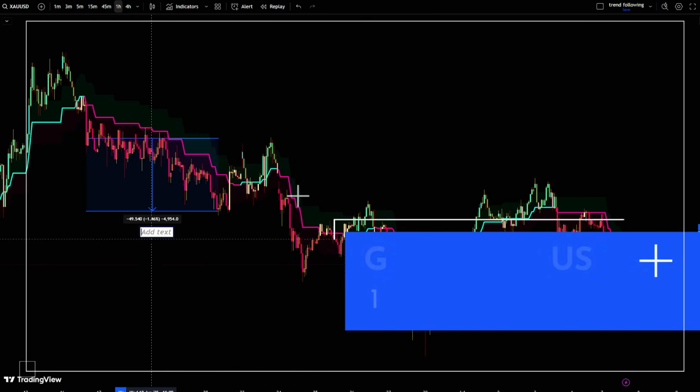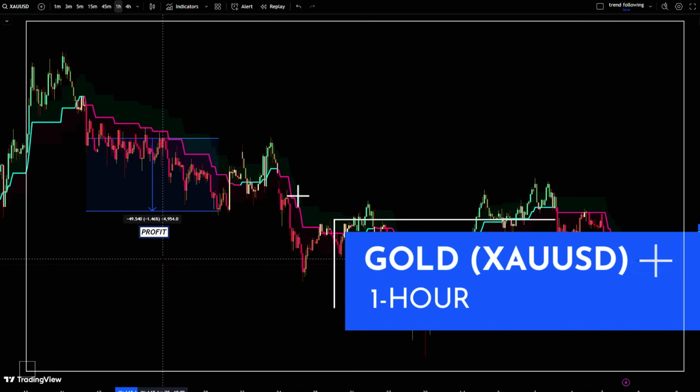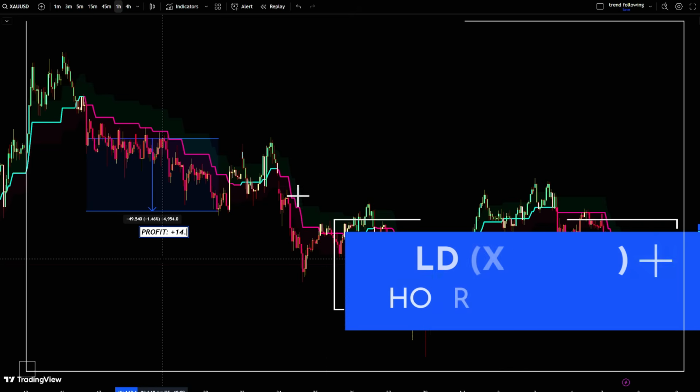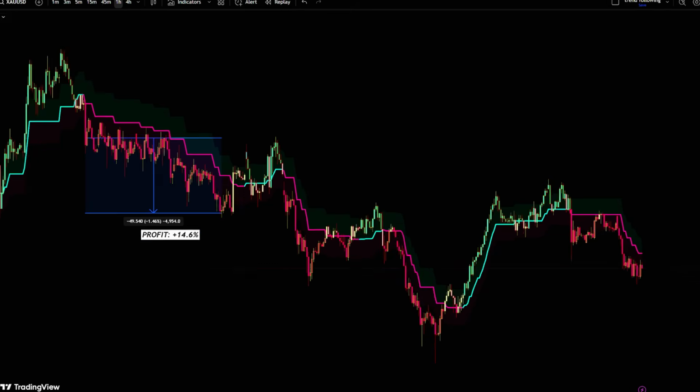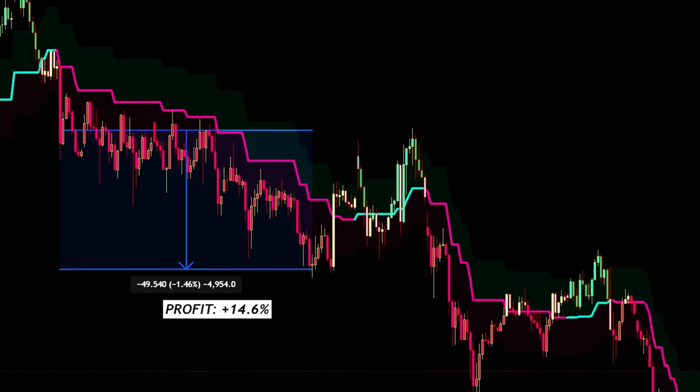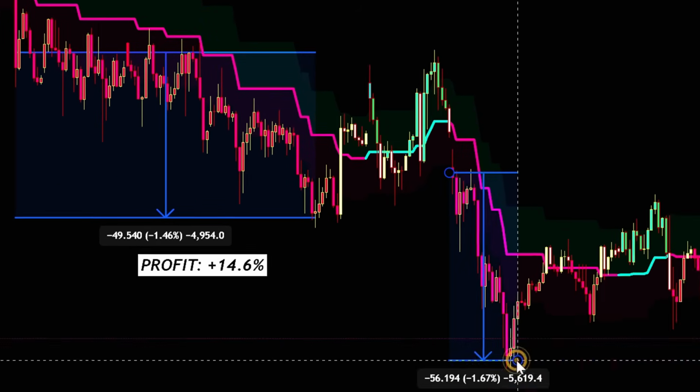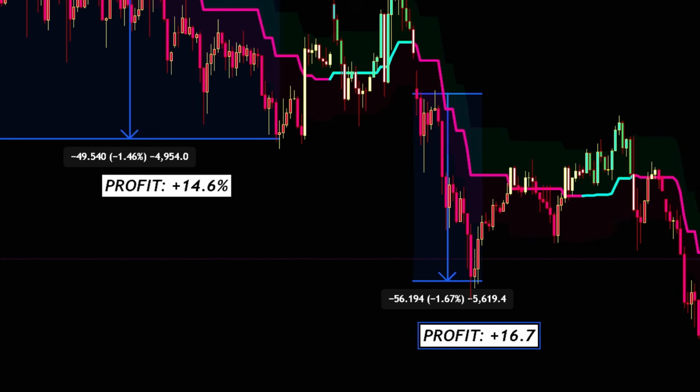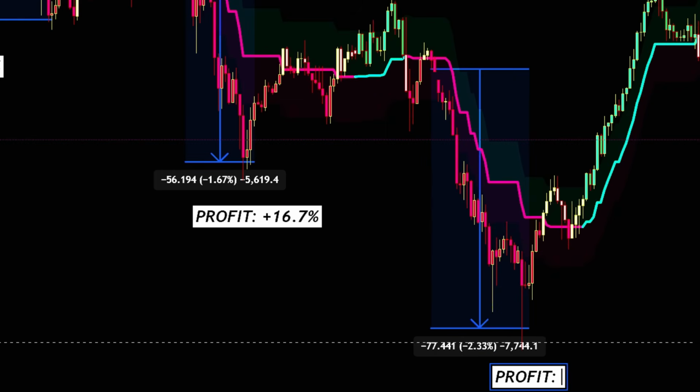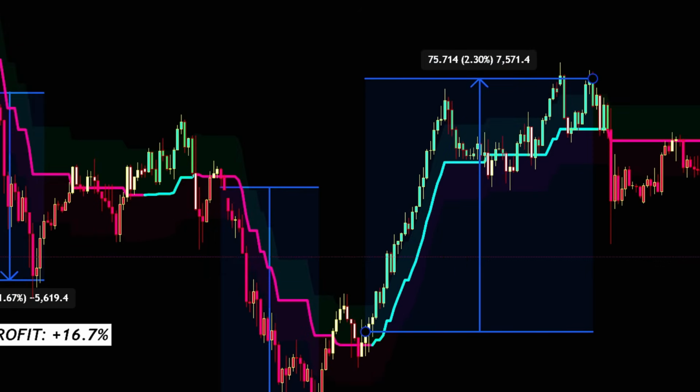This time on the gold chart, XAU USD on the 1 hour time frame. Just look at those trades. They were crazy profitable. We're talking a 14.6% on this one, 16.7% here, a massive 23.3% win, and another 23%.